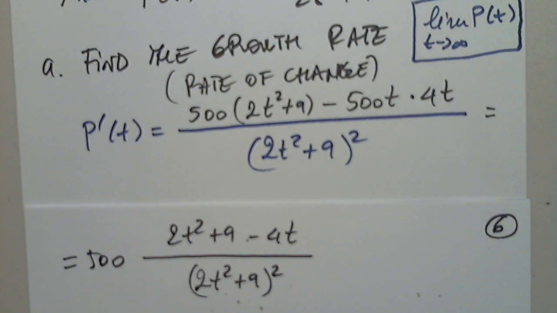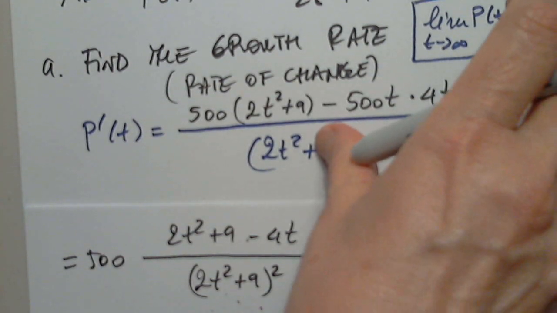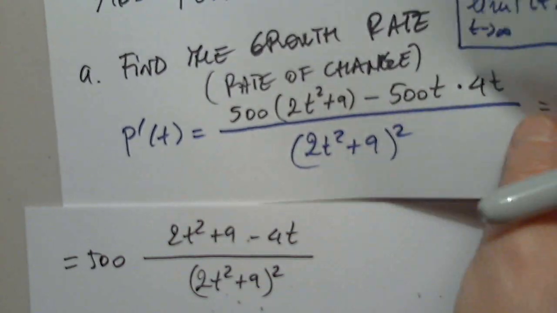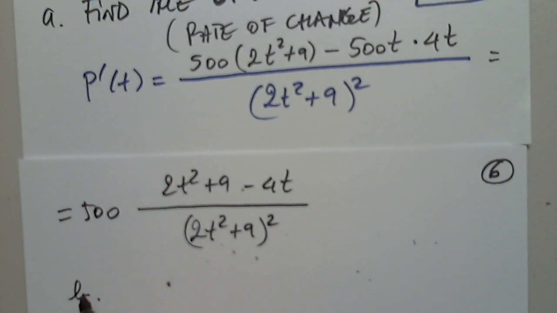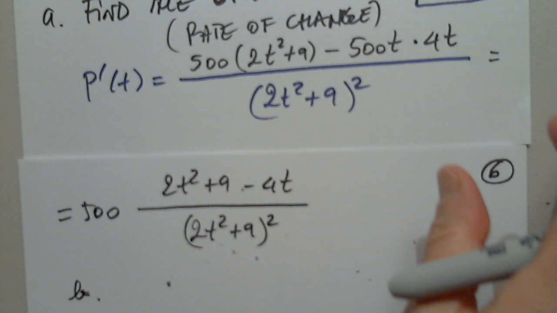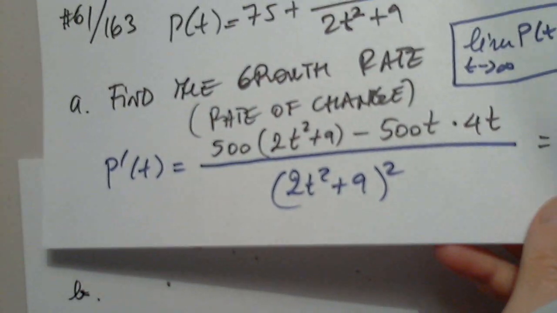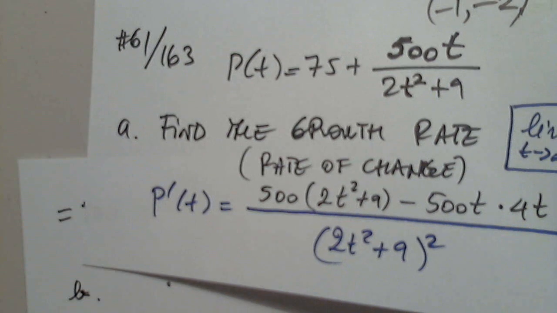Let's continue with part B. Find the population after 2 years. Part B. What are we asked to do? Find the population after 2 years. What are we asked to determine? What do you think? It's okay if you're wrong. Just say something. We're asked to find the population after 2 years. What do we need to do?